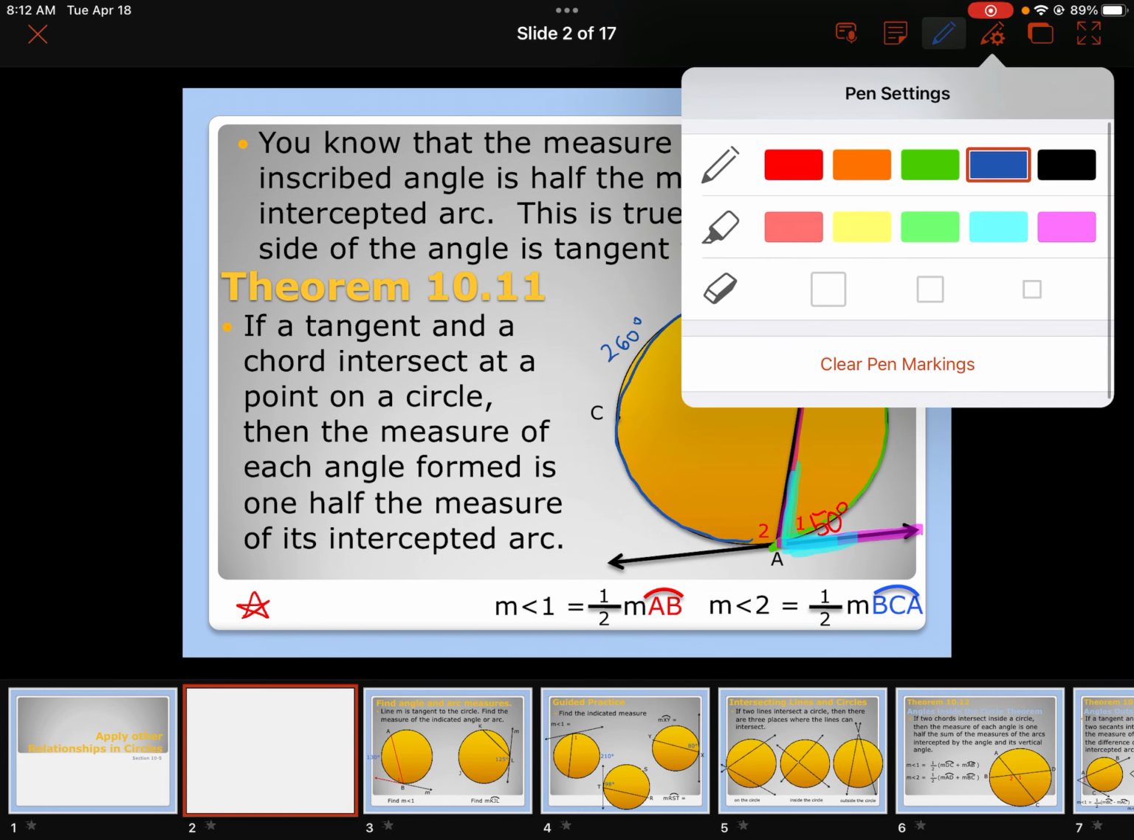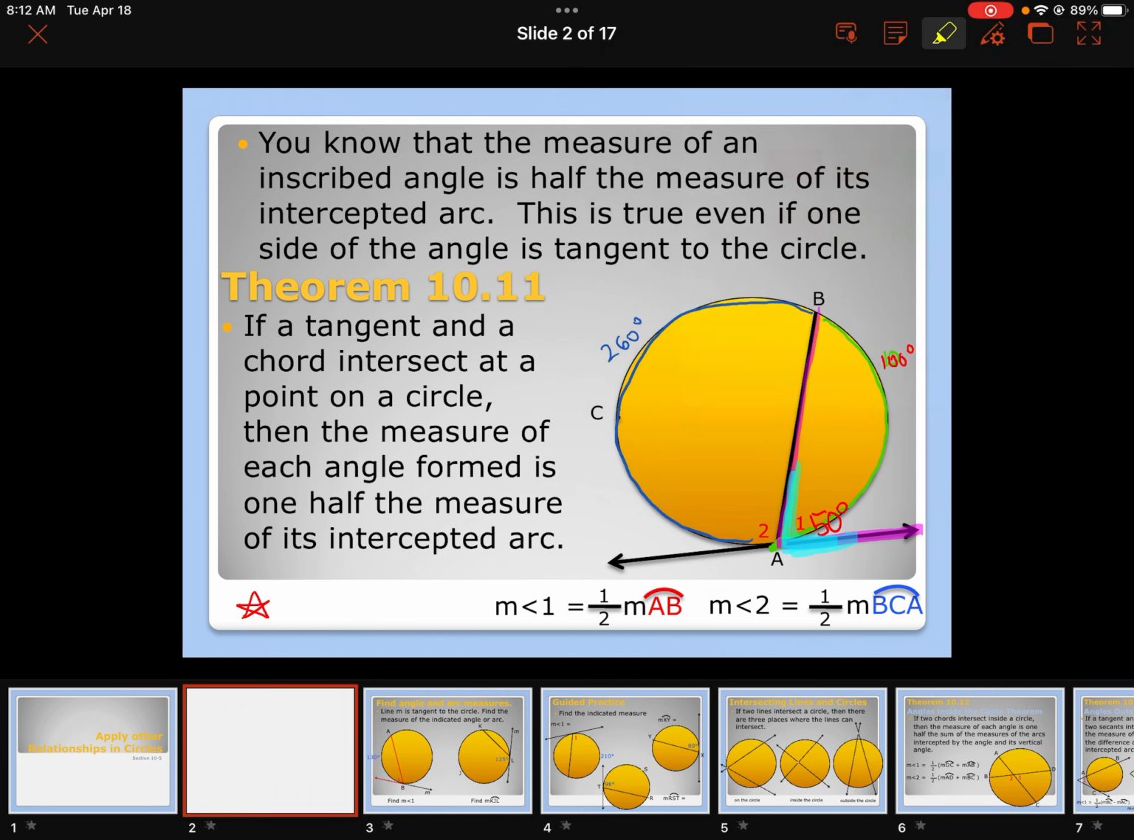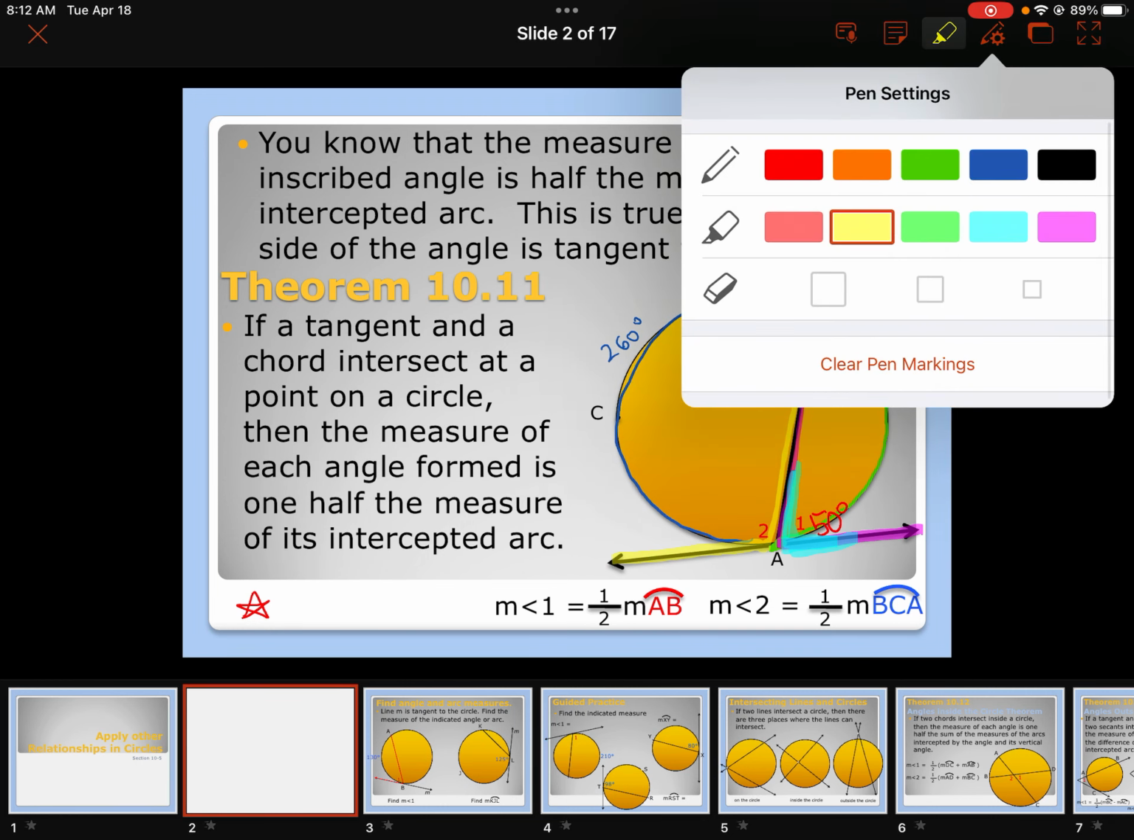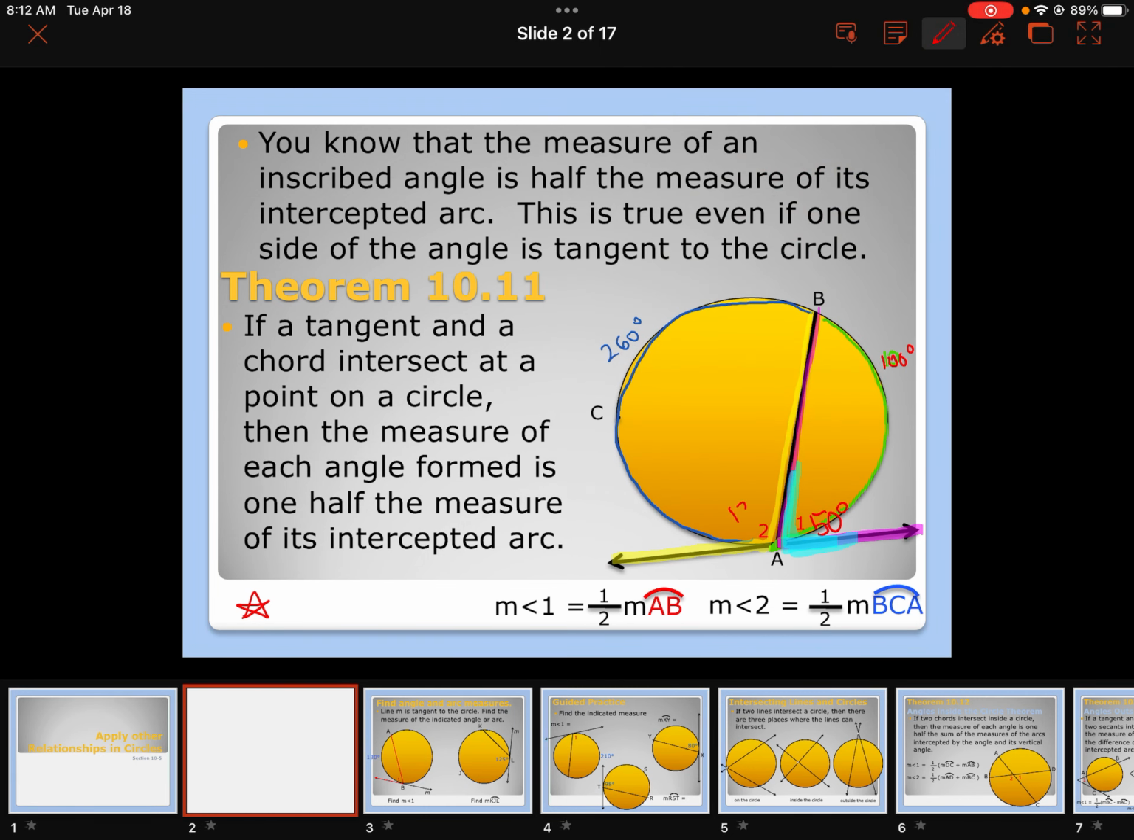And then you could use theorem 10.11 again to find the measure of this highlighted yellow angle. Notice how it's made with a chord and another tangent ray. That's also an inscribed angle. That guy would be half of that 260, so it's 130. Notice how the 130 and the 50 add up to 180. That should not be a surprise to you because that's a tangent line, so those two angles are going to be supplementary.